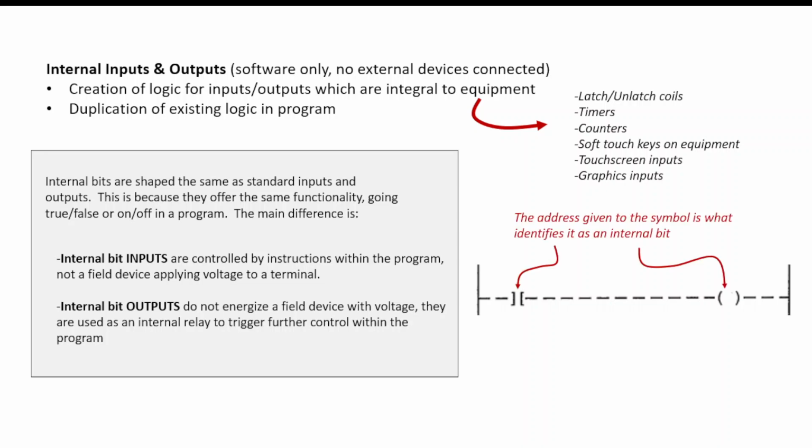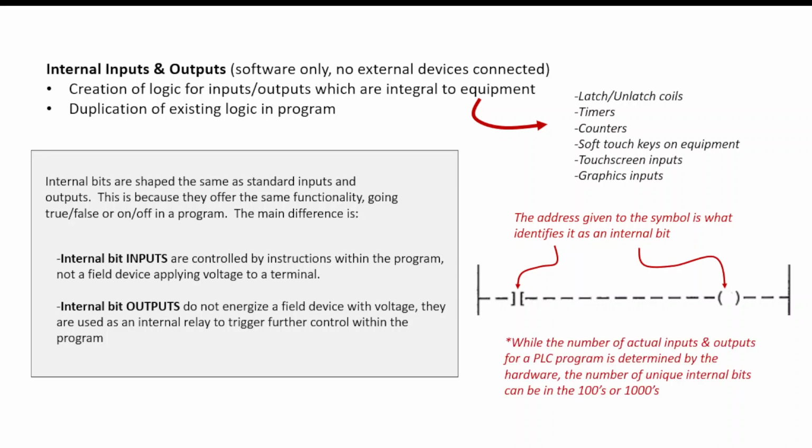The address given to the symbol is what identifies it as an internal bit. And finally, while the number of actual inputs and outputs for a PLC program is determined by the hardware, the number of unique internal bits can be in the hundreds or thousands.